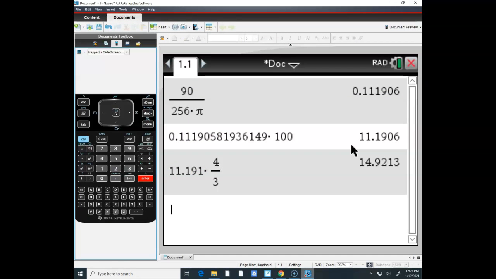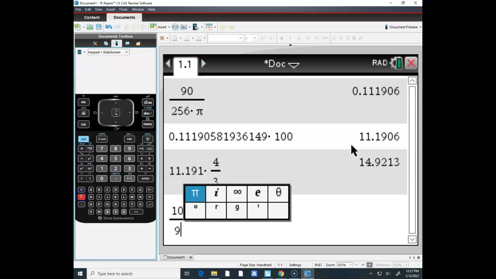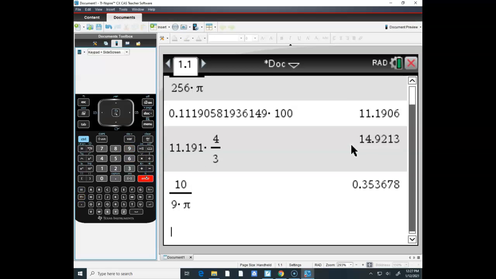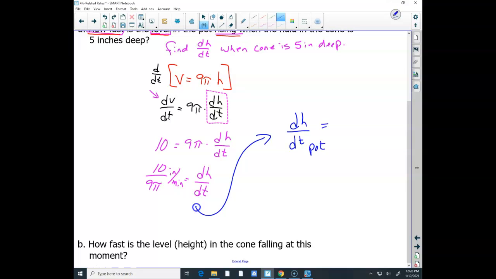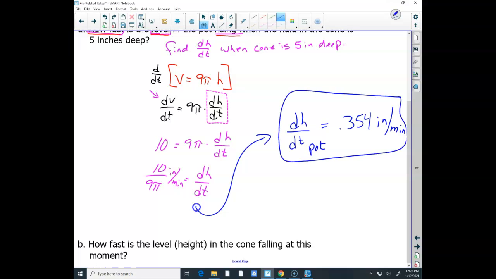All I've got to do is, please make sure you use your fancy control divide, that you're actually taking 10 over 9 pi, and you're coming up with 0.354, okay? So dH/dt for the pot equals 0.354 inches per minute. Okay? So I didn't even need to know some of that other stuff.